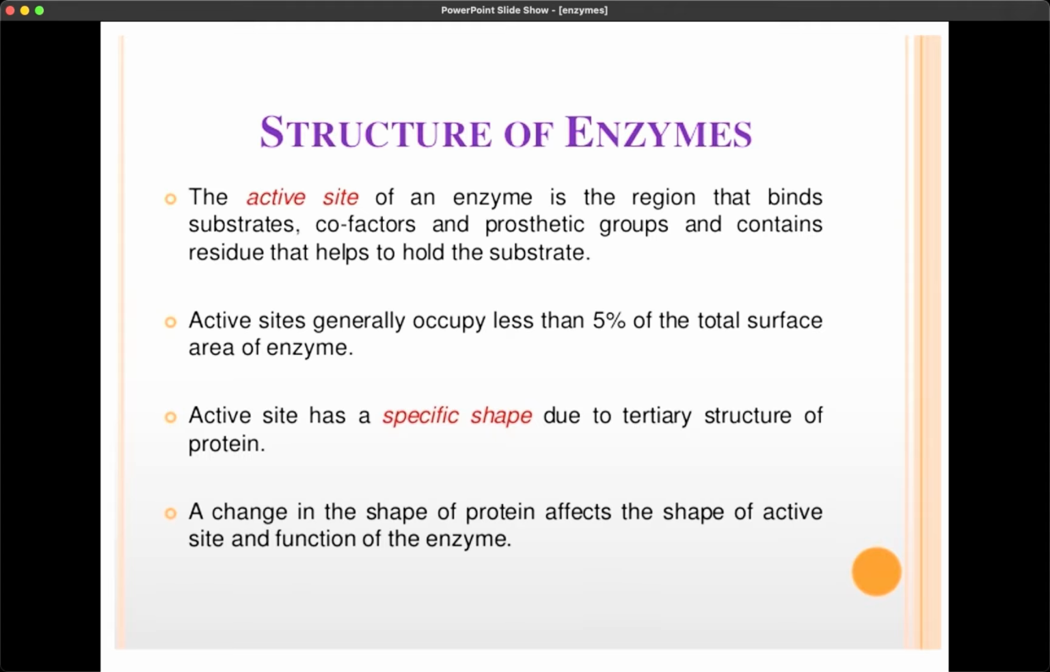Okay, this active site has a specific shape due to its tertiary structure of protein or the 3D structure of the protein. The enzyme has a 3D structure, right? So it has a specific shape, and if the enzyme shape is changed due to any reasons, the shape of the active site may also change and affect the functioning of the enzyme.